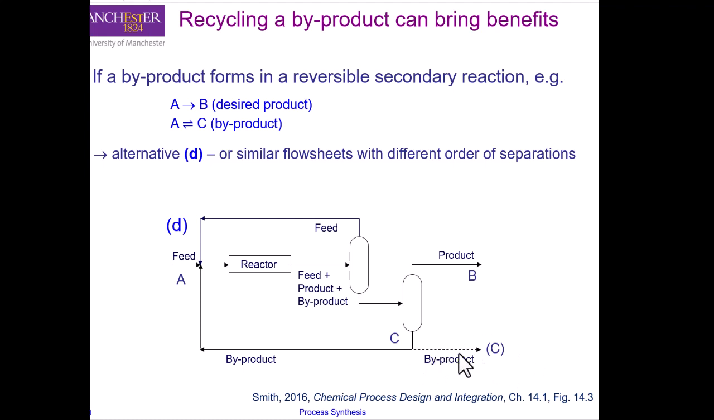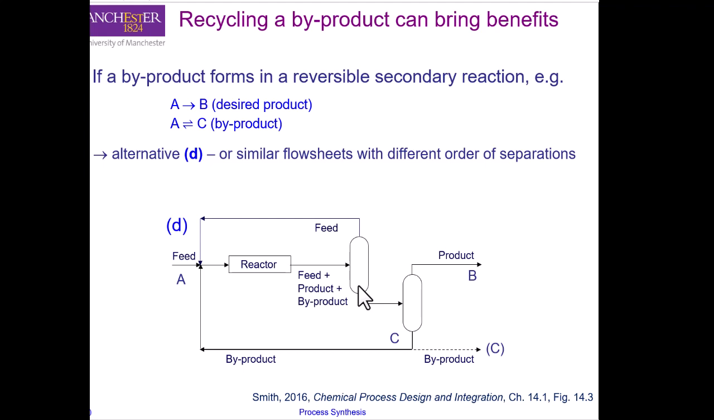And on the previous slides, we saw different separation sequences as well. So here we can also use different sequences. Instead of removing the byproduct in the second column, we can remove it in the first column, or instead of removing the feed and byproduct in the first column, we can recycle it from the second column. Okay, so again, the way we put the columns in a sequence can be different, and this gives us different options in terms of flow sheet structure.